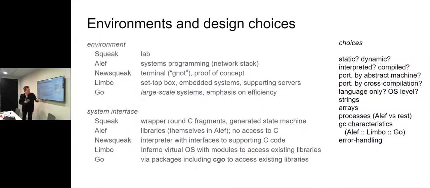And processes, well, Alef versus the rest there, because it turns out that it's really nice to have very cheap processes that you can just create and destroy, in the same way that channels are cheap enough that you can have a channel that exists just for the purpose of one IO request, and then it goes away again. The garbage collection characteristics, again, are different. Alef didn't have it, and that turned out to be a real pain in terms of guaranteeing correctness.